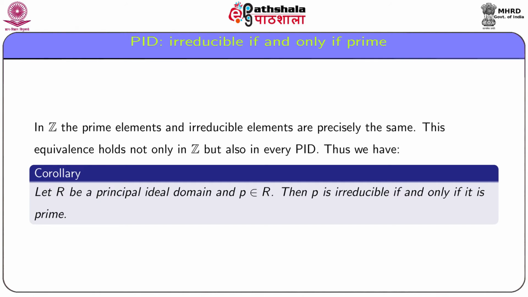Now note that in Z we have only the notion of prime integers. There is no idea of irreducibility, and the definition of irreducibility and prime element coincides in Z. This is because of this result: since Z is a PID, there the irreducibility and primality coincide.